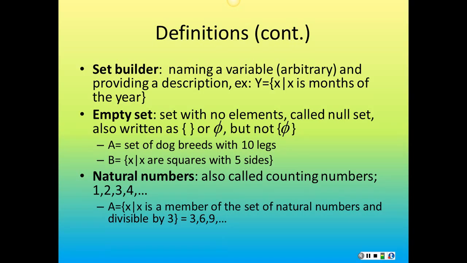So some examples. Set A, where A represents the set of dog breeds with 10 legs. Or B, where x such that x are squares with 5 sides. So, empty sets are obviously sets that have no elements, or something that cannot be.